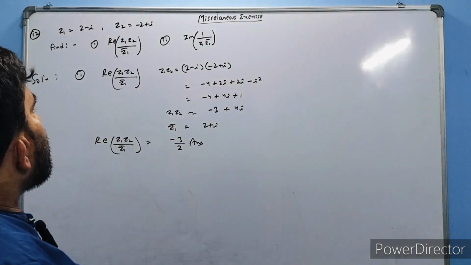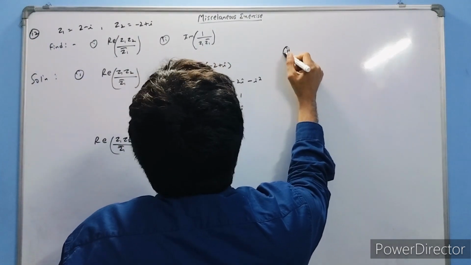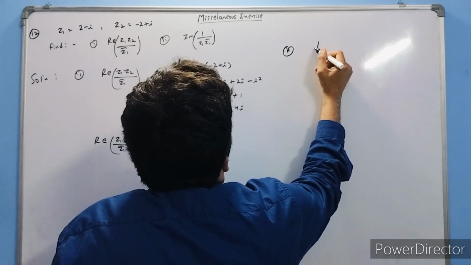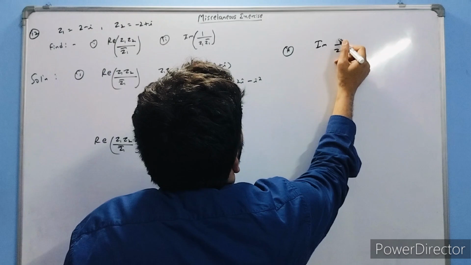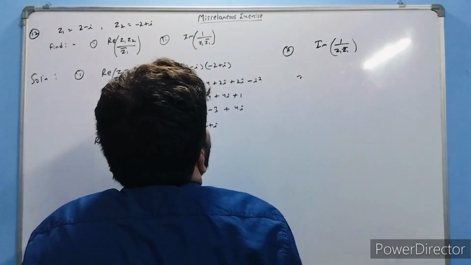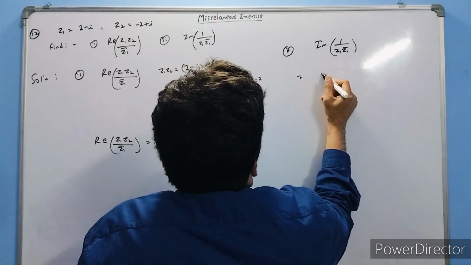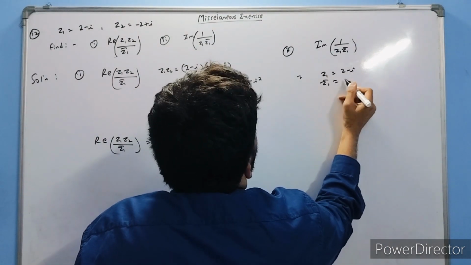Now the second part for the same question I have. The second part will be, we need to find the imaginary part of 1 upon z1 bar. So what is z1 we have? Z1 we have 2 minus i, so z1 bar will be 2 plus i.